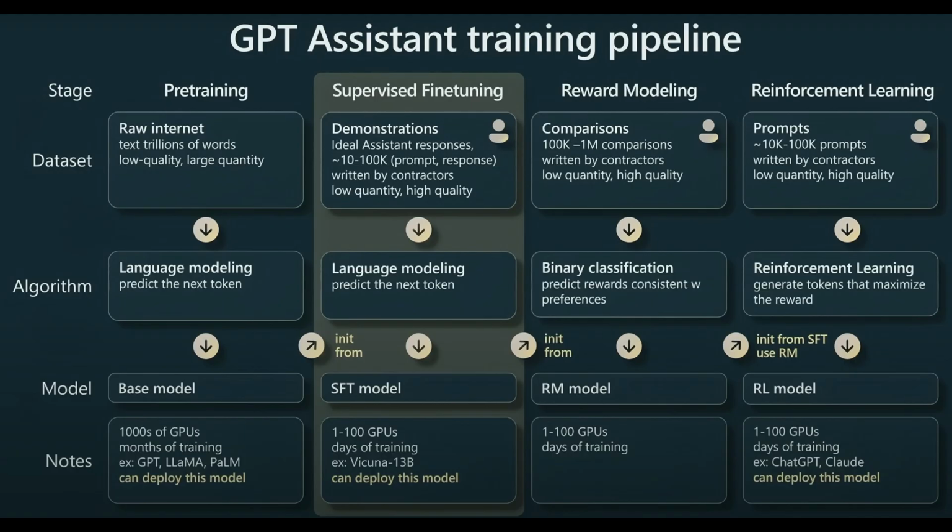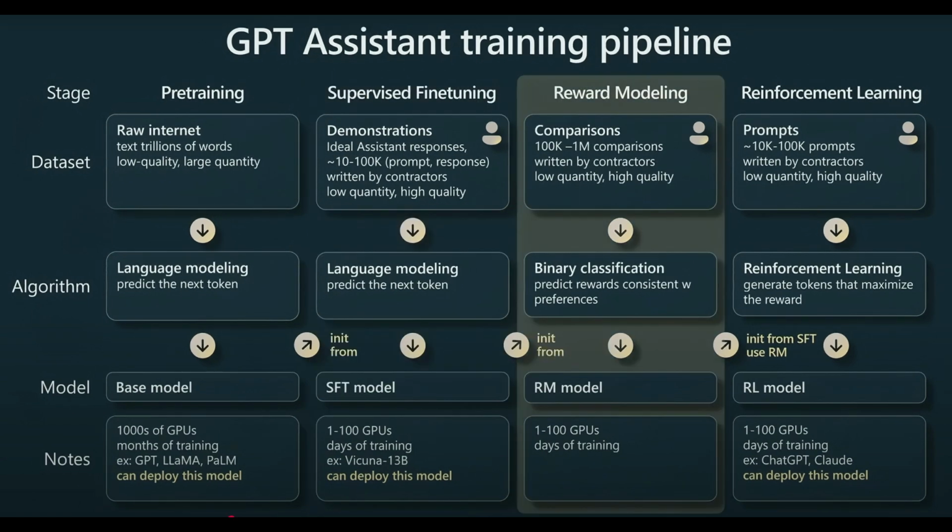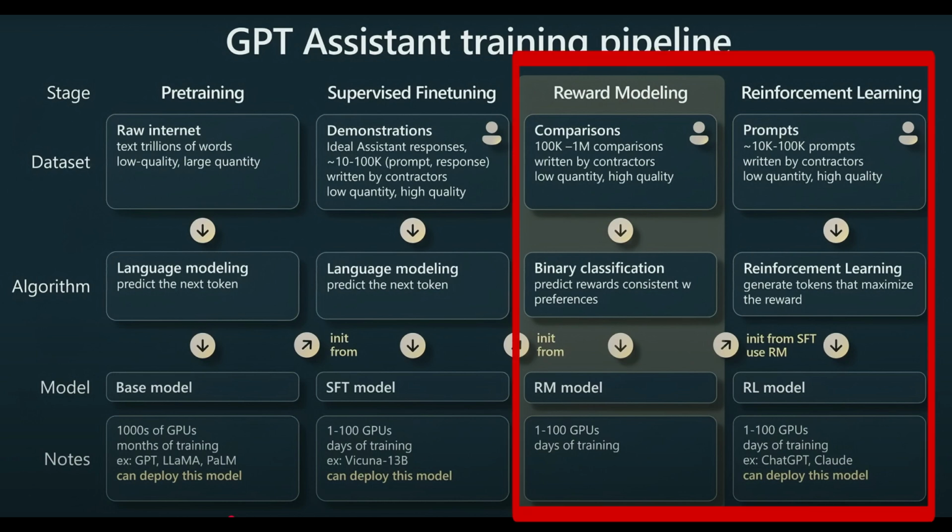Models refined through SFT are now capable of functioning as effective assistants and can be deployed. However, they may still benefit from further refinements to enhance their performance and reliability. The next stages are called reinforcement learning from human feedback, or RLHF, which includes both reward modeling and reinforcement learning.